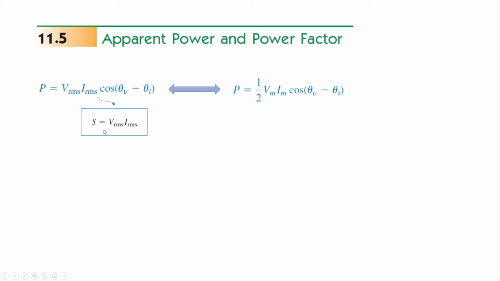We call it apparent power because this is not exactly the actual power delivered by the AC source, because the actual power delivered by the AC source also has this factor cos theta V minus theta I. So therefore we call this apparent power, that is power we think that this AC source may be delivering. So this additional factor cos theta V minus theta I is called the power factor of this average power.